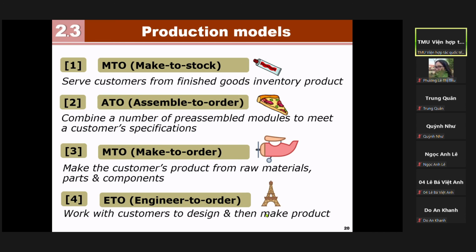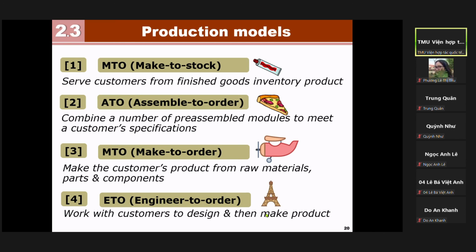So for MTS, you serve the customer with finished products from inventory, standardized products. Nothing can be changed, no change can be made to the products. Okay, you keep stocks in advance before having the order. For ATO, right, you can make some modules, some parts of the product, like a pizza. You make the toppings, you make the base, you make the vegetables, so everything, and then after receiving the order, you start to combine, assemble it to meet the customer specification.